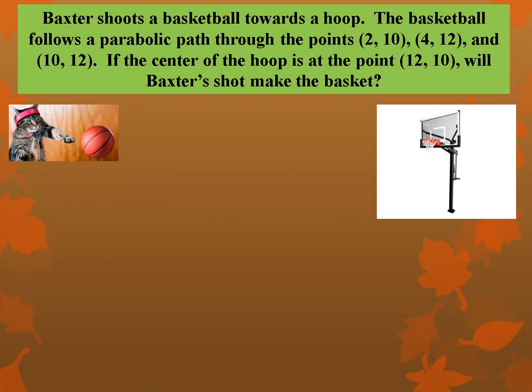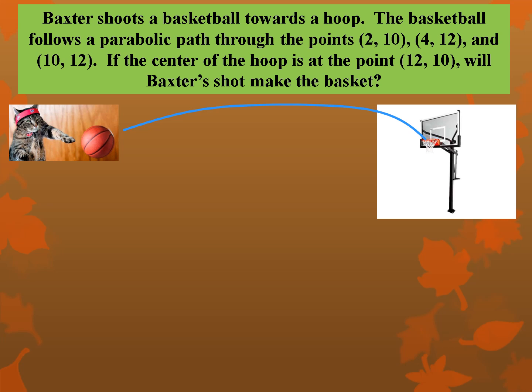All right, let's look at our last example. This says Baxter shoots a basketball towards a hoop. The basketball follows a parabolic path through the points (2, 10), (4, 12), and (10, 12). If the center of the hoop is at the point (12, 10), will Baxter's shot make the basket?